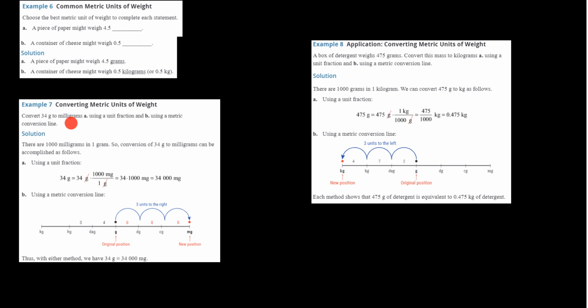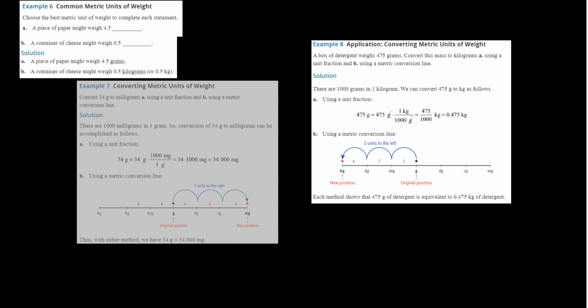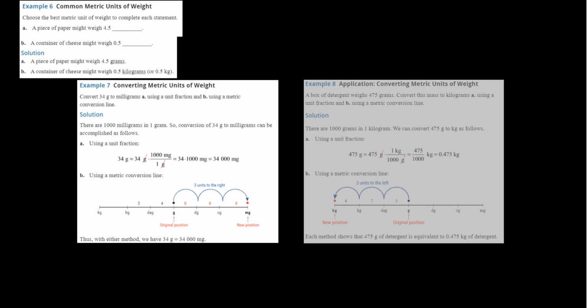Okay, so lastly, we're just going to do this 7 and 8, kind of how we did one of the first two examples before. We're going to first use the unit fraction and then the metric conversion. So 34 grams to milligrams. Well, we know that there are 1,000 milligrams in a gram. I want to cancel my grams, so 34 times 1,000 or 34,000.